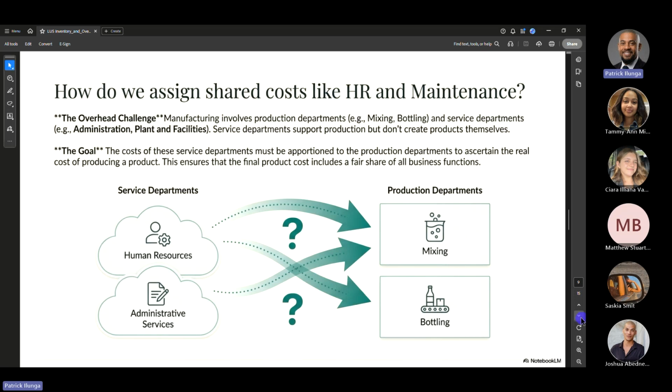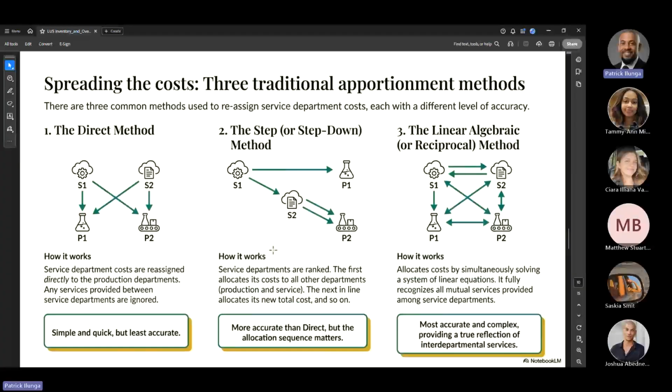And this picture actually says it all. The purpose of it is just to make sure that we have a more accurate allocation of overhead cost. It is more accurate than the direct method, but the allocation is in sequence.